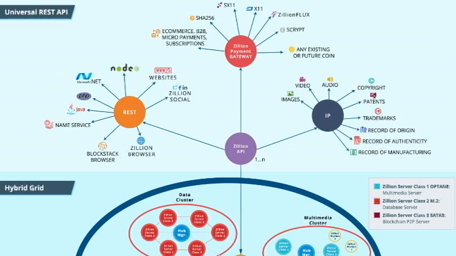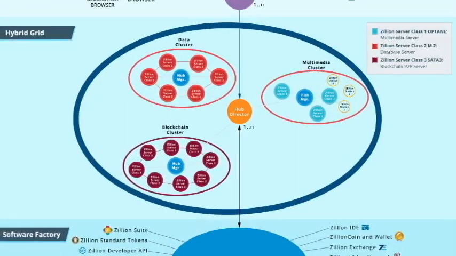It runs primarily on the ZillionCoin, ZLN, blockchain, which is cryptographically secured via the Zillion Flux Proof of Work, POW, algorithm. Any existing and future coin can be added to the grid, coin agnostic, and the current beta version of the ZillionGrid can operate on SHA-256, Bitcoin, and X11 blockchains also.